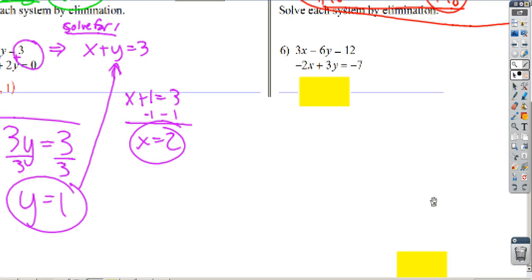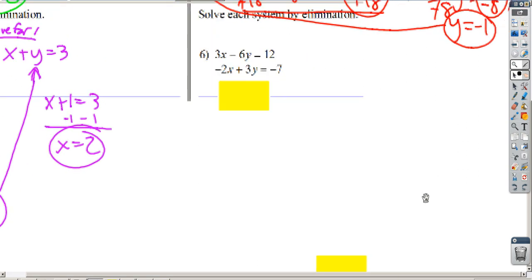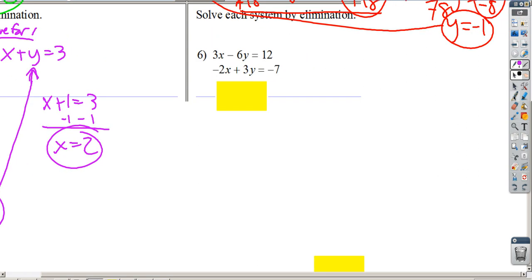Okay, how do we eliminate over here? Well, in this case, neither of the coefficients are the same, so let's just pick one to eliminate. And it doesn't matter which one, let's just pick y. So notice this is 3y, that's 6y. I want them both to be 6, so that means I need to multiply the bottom one by 2. The top can stay the same. So the top one I'm just rewriting here.